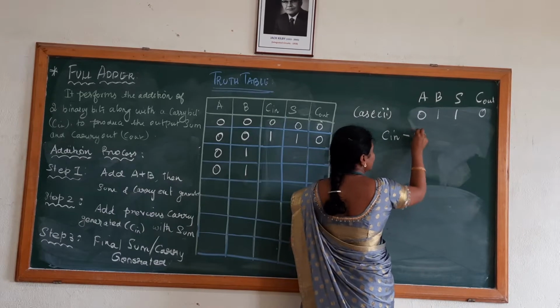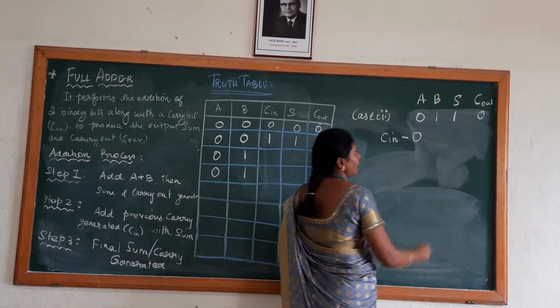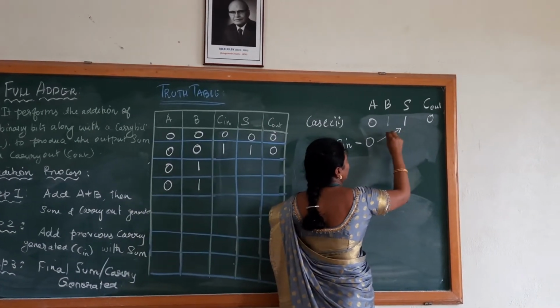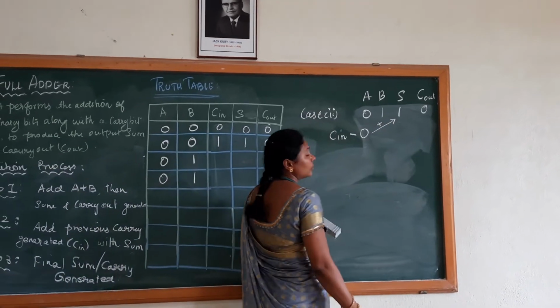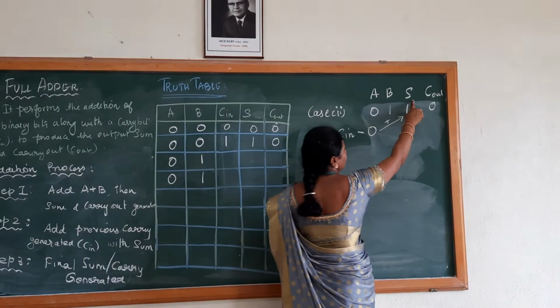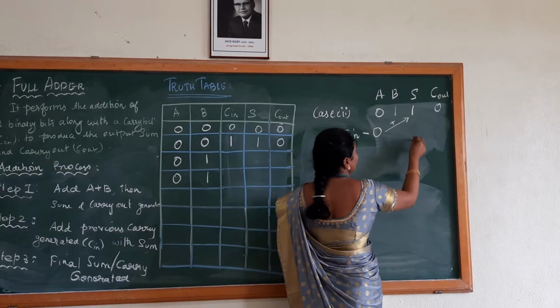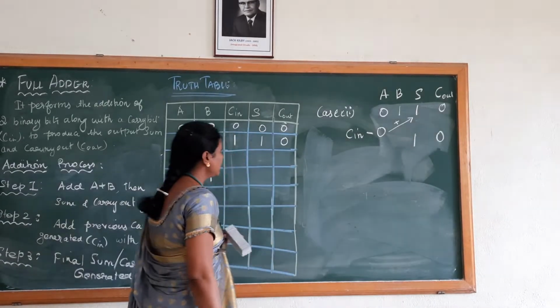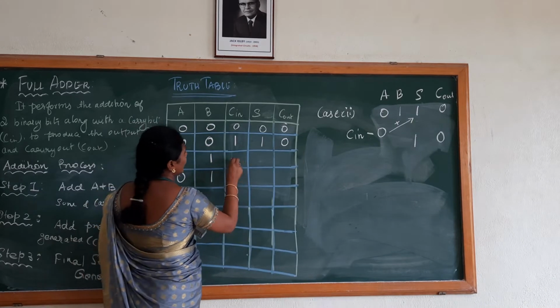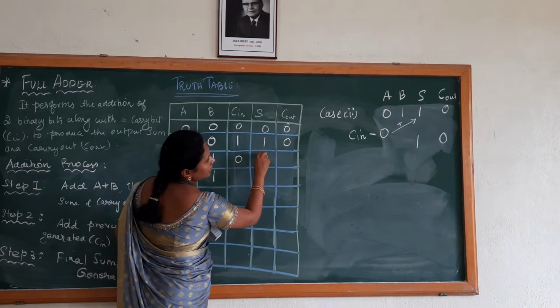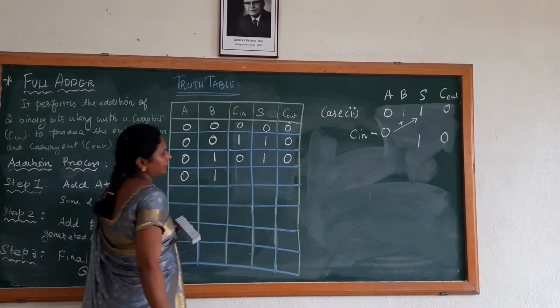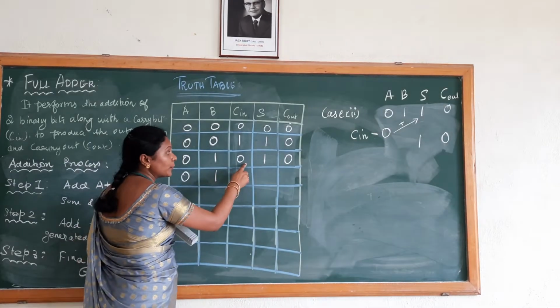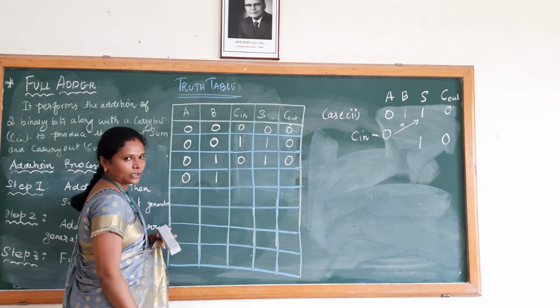Suppose my previous carry is 0 now, what will happen? That will be added with the sum bit. So 0 plus 1 is what? 1. And C out is 0. So this is the status of my sum and carry, if suppose my previous carry generated is 0.